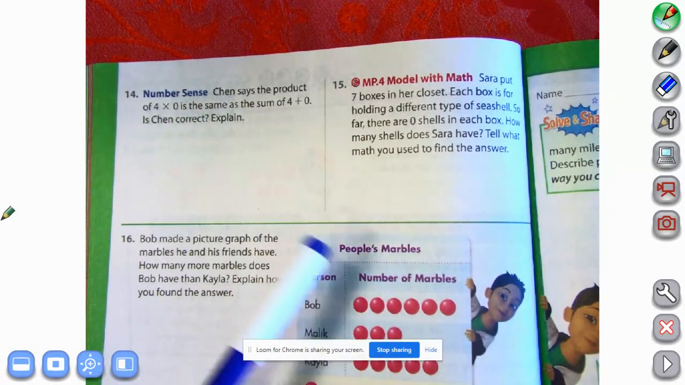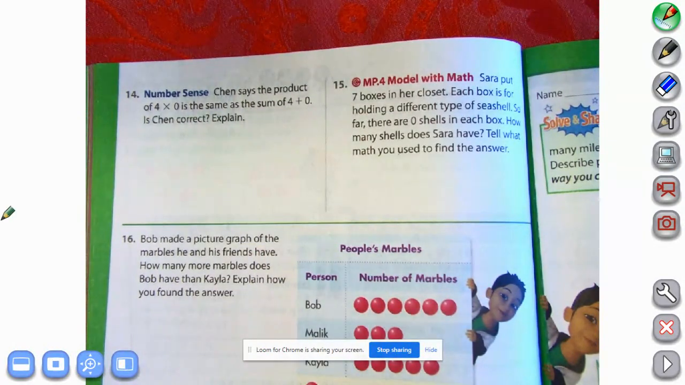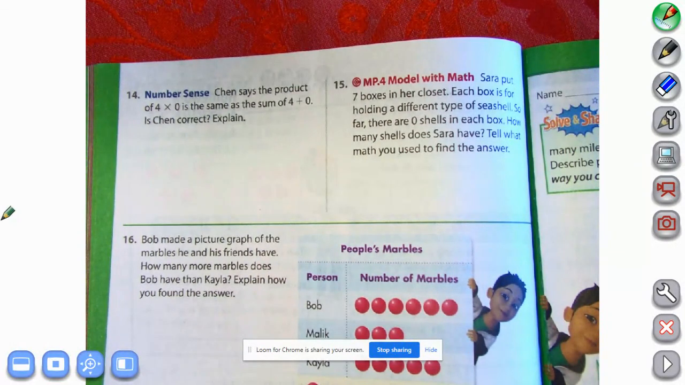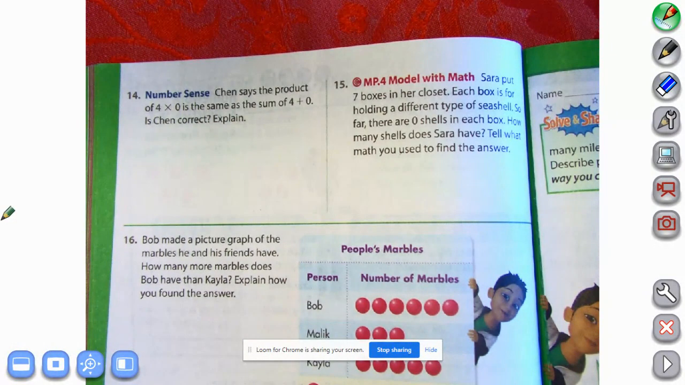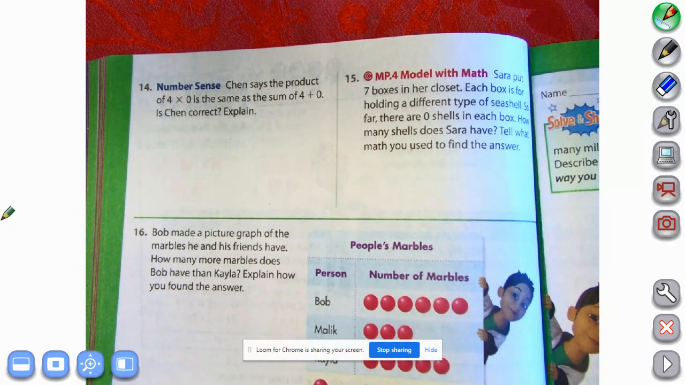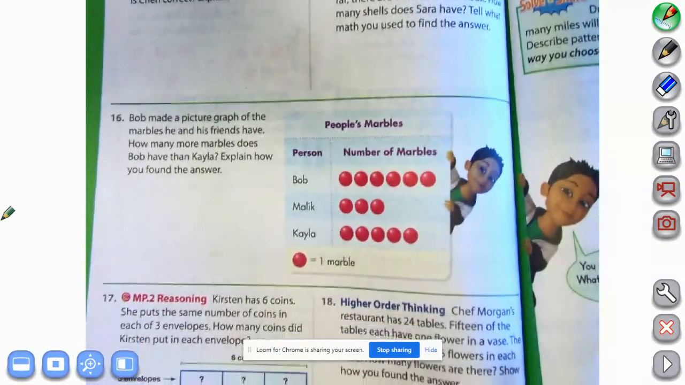So don't get lost in all of that wording. What's the nitty gritty? What are they asking? How many shells does Sarah have? It told us that she has 7 boxes in her closet to put shells in, but so far there are 0 shells in each box. So how many does she have and what math you use to find the answer? And we're going to correct this on Monday.